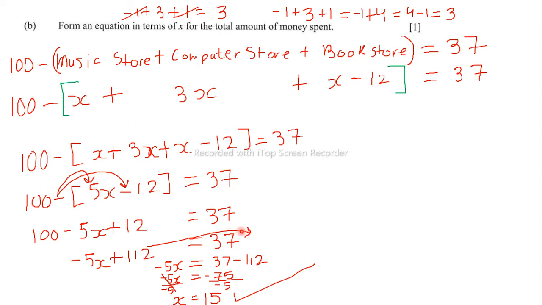We send the 112 over, so we're left with 37 minus 112. And then we just have to solve this equation naturally. 37 minus 112 is negative 75. And negative 5x, what we have to do is divide both sides by negative 5 to get rid of the negative 5 on this side. So negative 75 divided by negative 5 is going to be positive 15, because the negative and the negative cancel out each other. Okay? And so we get 15.